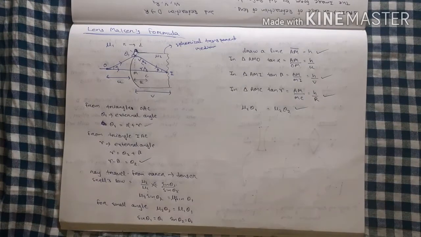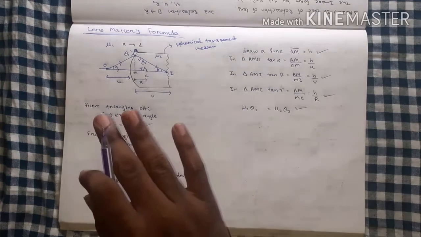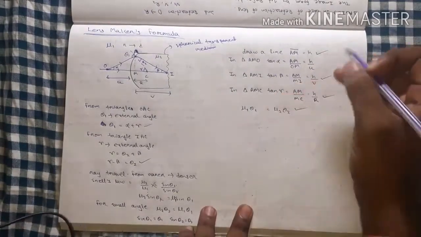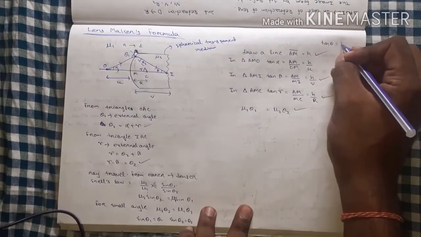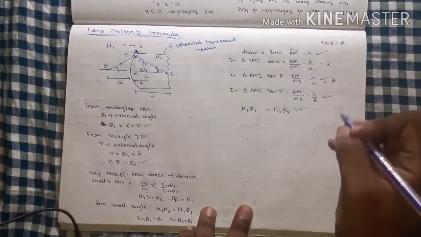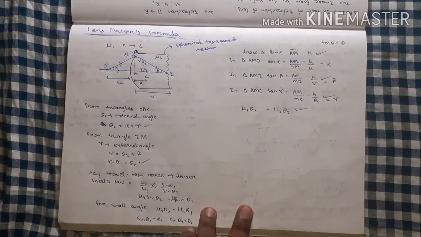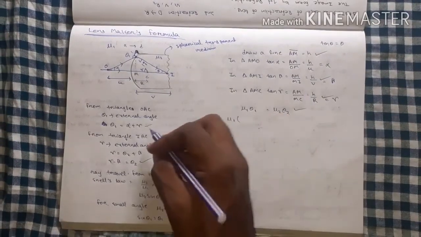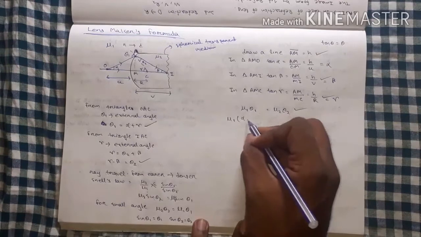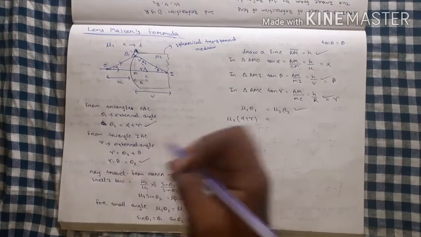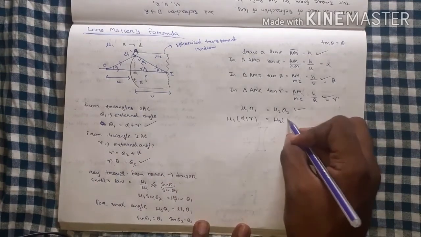Okay? Yes or no? Then only now we have to put the answer. Listen, another one here: tan alpha equal to h by u. For small angles, tan theta equal to theta. So alpha equal to h by u, beta equal to h by v, gamma equal to h by R. Then mu 1 into, in place of theta 1, I can replace alpha plus gamma, and in place of theta 2, I can replace gamma minus beta, mu 2 into gamma minus beta.